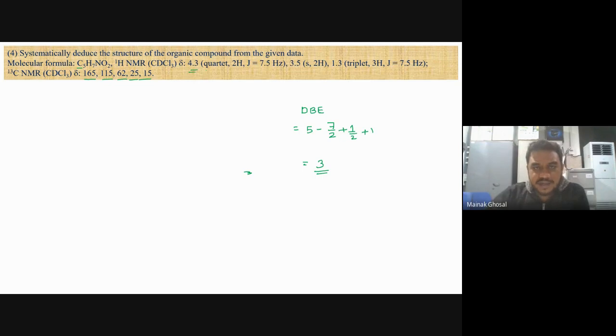Also in the NMR, you see there is no value above 6 or 7. So that means there is no question of any aromatic compound. This is an aliphatic compound. Now, whenever 2 hydrogens as a quartet along with 3 hydrogens as a triplet are present with the same coupling constant, there is a high possibility of the presence of an ethyl group.